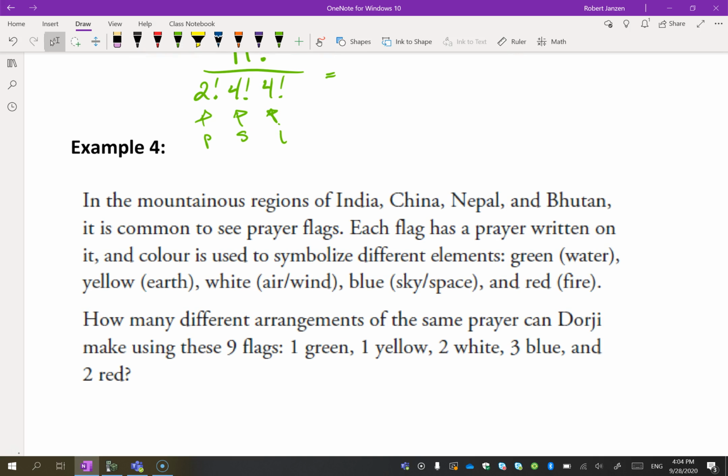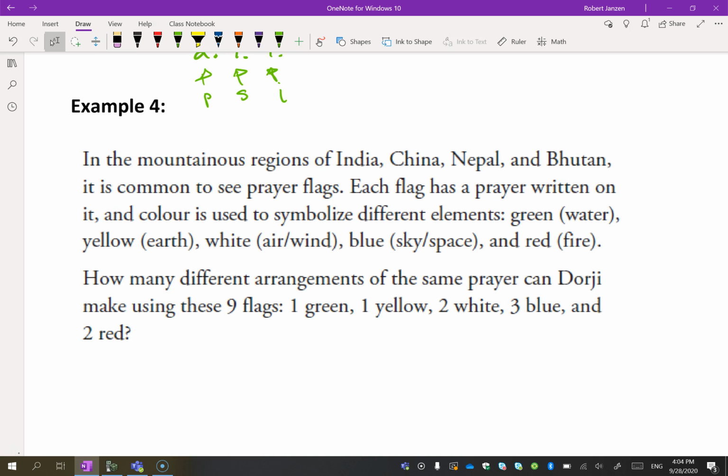So let's try some examples now. In the mountainous region of India, China, Nepal, and Bhutan, it is common to see prayer flags. Each flag has a prayer written on it, and color is used to symbolize different elements. There are green flags, yellow flags, white, blue, and red. 5 different flags. How many different arrangements of the same prayer can Dorji make using 9 flags, using these types of flags?